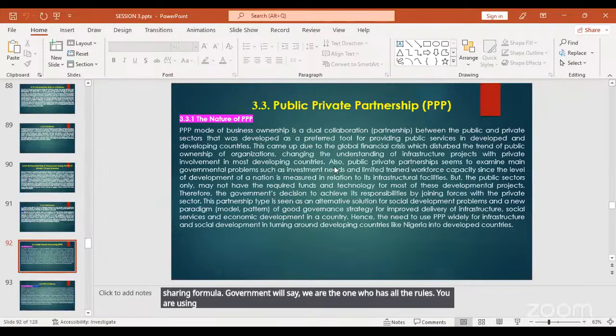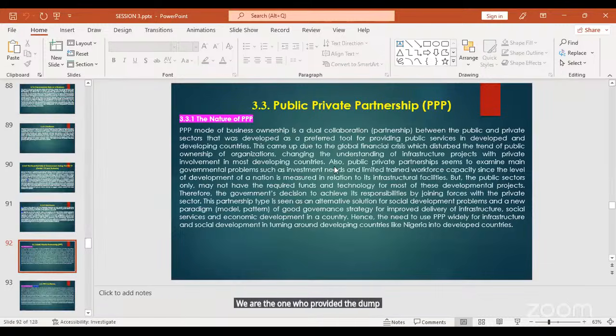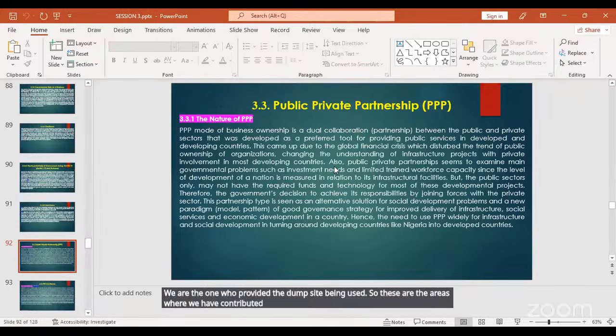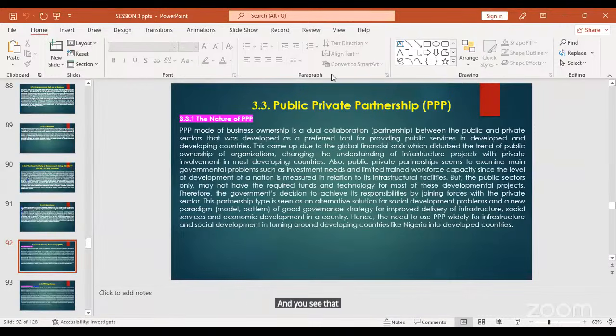We are the ones who provided the dump site being used. So these are the areas where we have contributed. And these are the areas we have contributed. So what's the sharing formula we are going to use? They will agree on that even before they go on board. And you see that the system keeps moving.